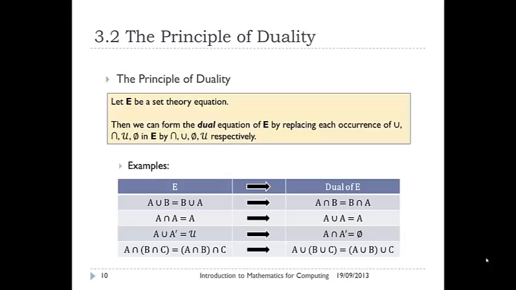And finally, the last equation we have is A intersection (B intersection C) equals (A intersection B) intersection C. The parentheses here indicate that we should do the B intersection C operation first, take the resultant set, and then form the intersection with set A. The resultant equation, applying the principle of duality, would be A union (B union C) equals (A union B) union C, and these equations will hold true. So if equation E is true, after applying the principle of duality, the dual of equation E will also be true.